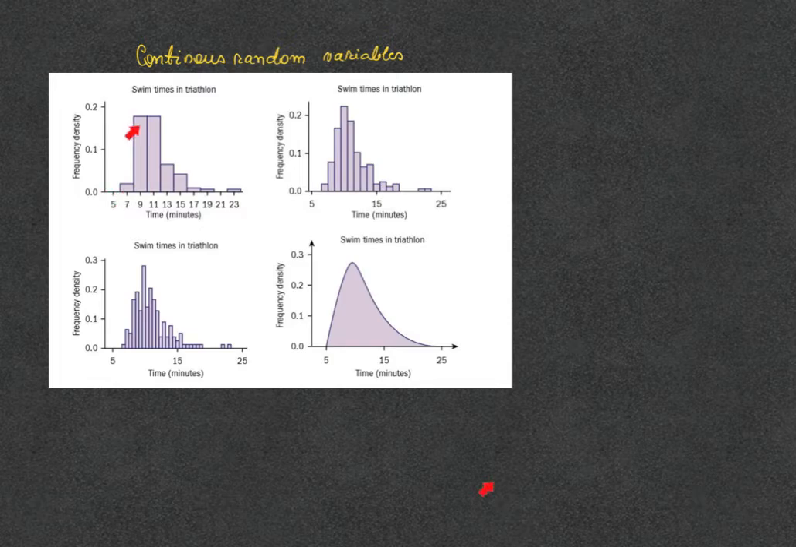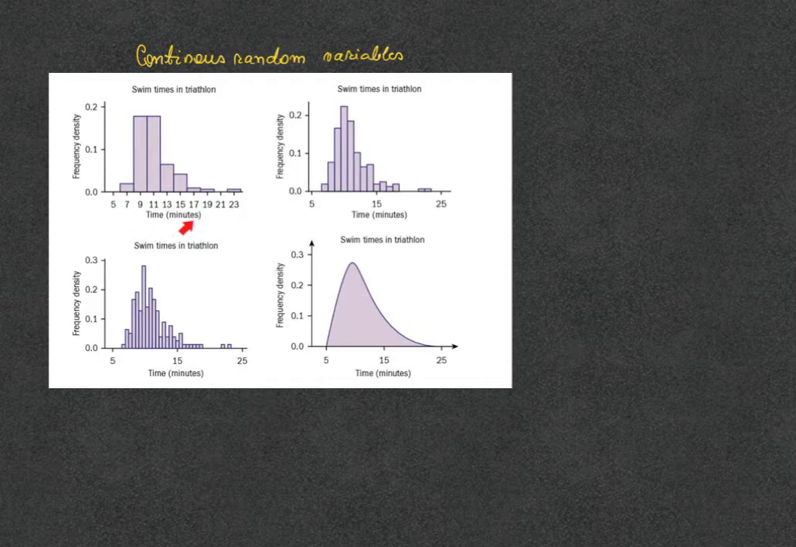Remember from histograms that the area of a rectangle is the frequency. So the base times the height give me the frequency. The probability is a frequency density. Now, if we take smaller intervals, it's exactly the same data. The graph will preserve the shape, but will look more and more like a continuous function.